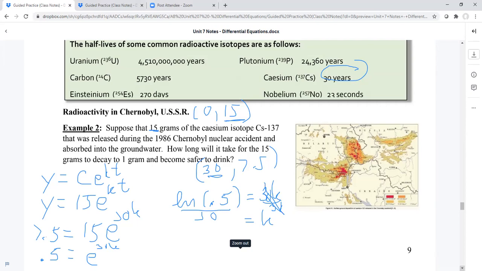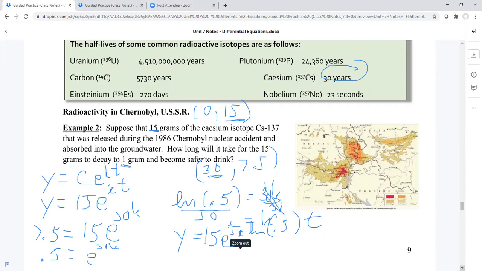So your formula is going to be y, which is the amount of isotope there, is going to equal c, which we found to be 15 a minute ago, e to the 1/30th natural log of 0.5, and then times t. Now this question was asking, how long is it going to take to get 1 gram of this stuff left?